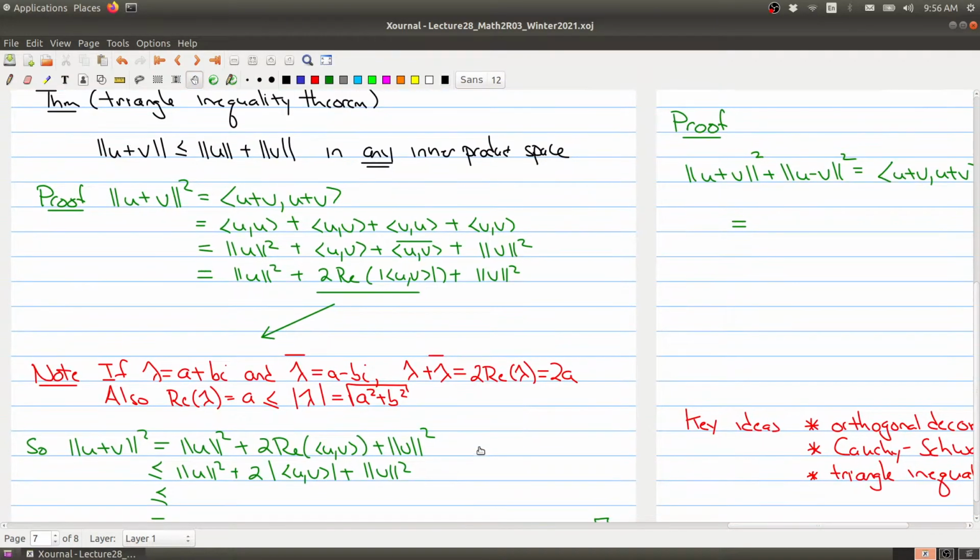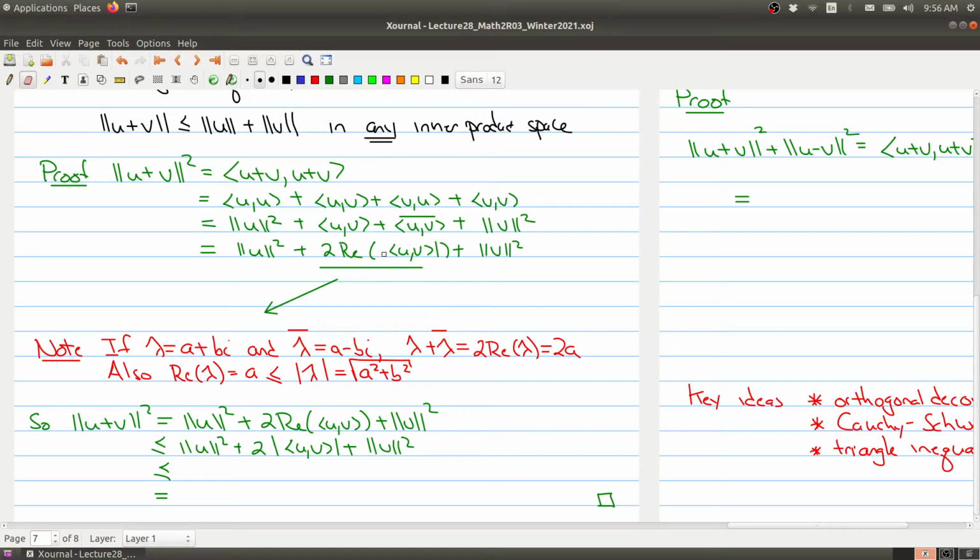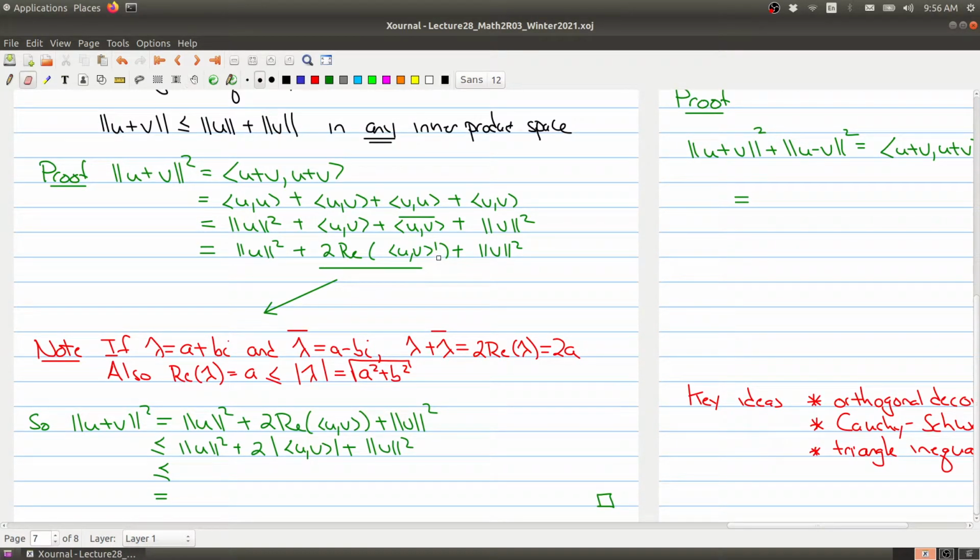Okay, so we make the substitution. Actually, I don't need the absolute value here. I need it further on. So 2 times the real part of the inner product of u and v, by this result, I can replace by 2 times the length of this complex number, the inner product of u and v. So that's what I'm doing right here. This is the real part, and then this is bounded by this part. And now, where can I go from there? Well, from here, I can use Cauchy-Schwarz because I can bound this number right here.